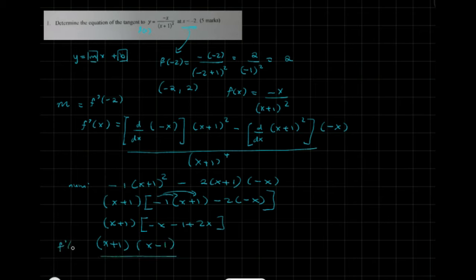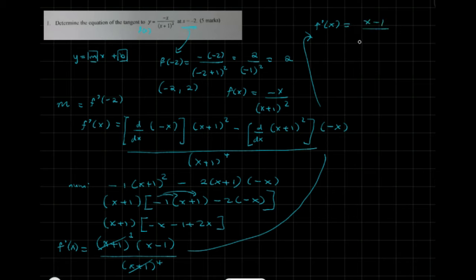So our derivative function f prime of x should be x plus 1 times x minus 1 over x plus 1 to the power 4. Now at this point, I'm just going to simplify this a little bit. If I simplify this, I can divide the common factors. This is power 1, this is power 4. So we basically have f prime of x equals x minus 1 over x plus 1 to the power of 3. Okay, so you want to find the slope at this point. So I'm going to do f prime of negative 2.